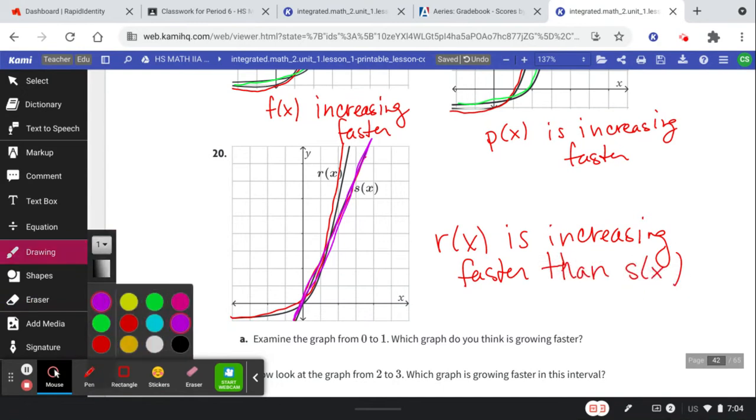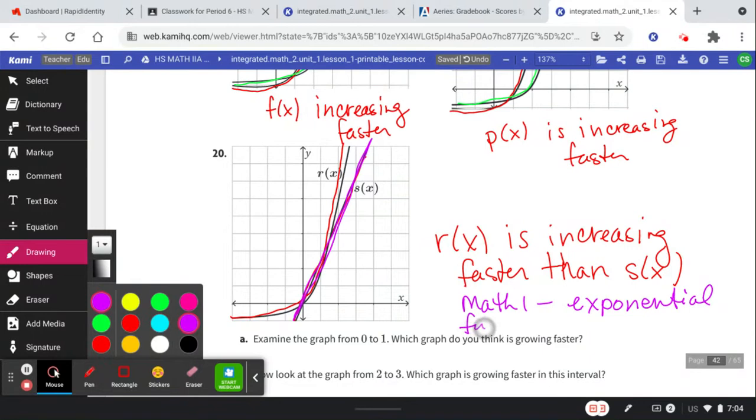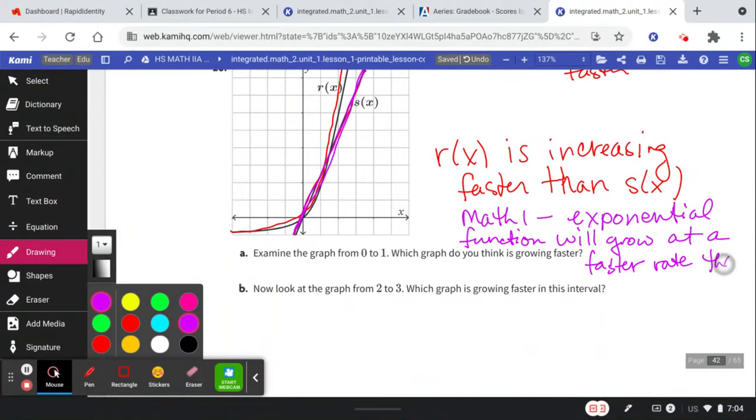And this is really a Math 1 topic. In Math 1, you're supposed to leave Math 1 with a sense of the fact that exponential functions will grow at a faster rate than linear functions. And so if you have that general assumption, then you got the standard that Math 1 was trying to teach you. If not, well, now you know. In Math 1, we were supposed to know that exponential functions are always going to grow at a faster rate than a linear function.